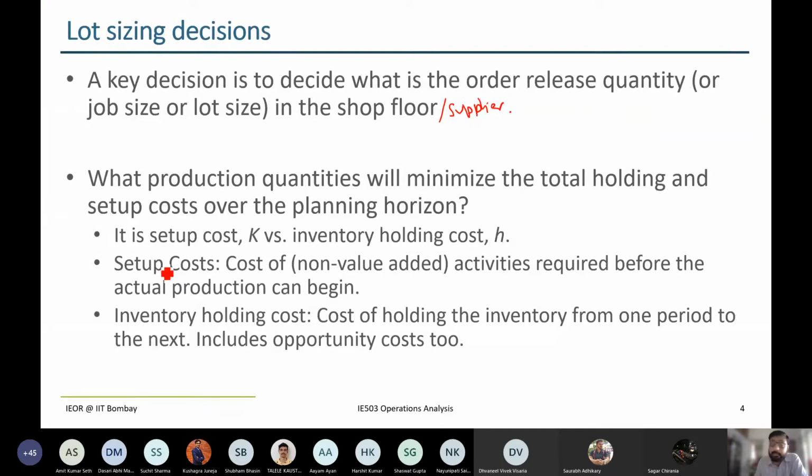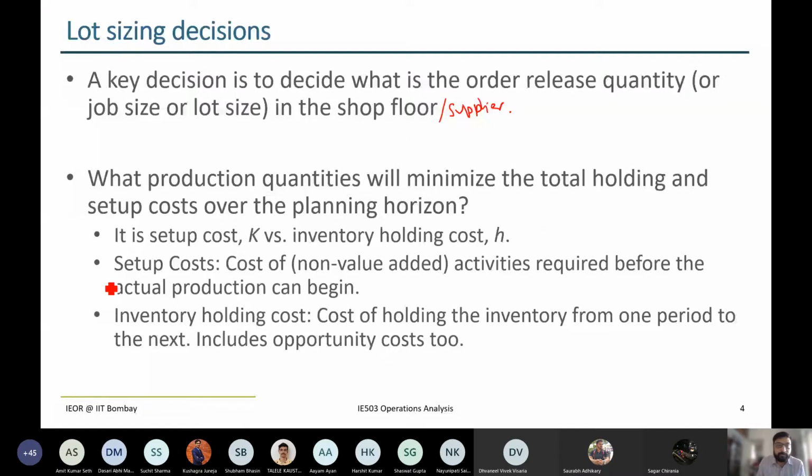Now this lot sizing decision can actually be broken down into a balance between the setup cost and the holding cost. What we pretty much want to do is determine the production quantity that will minimize the total holding and setup cost over the planning horizon. That is, I already know the setup cost, and suppose I know the holding cost, then we need to come up with the production plan such that I balance out the setup cost and holding costs.